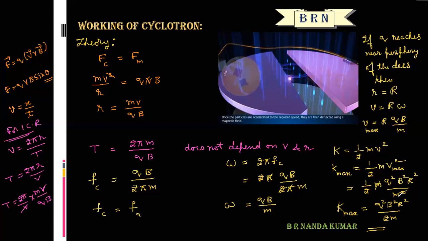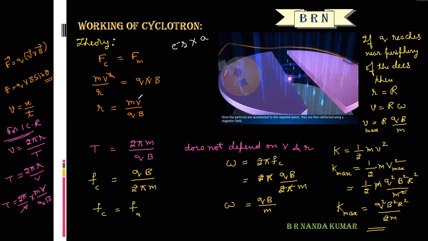So this is about the theory of cyclotron. Now we will discuss the limitations and uses of the cyclotron. Actually, there are two very important limitations. Electrons cannot be accelerated in a cyclotron because an electron is a very light particle. Its mass is very small, of the order of 9.1 times 10 power minus 31 kg.